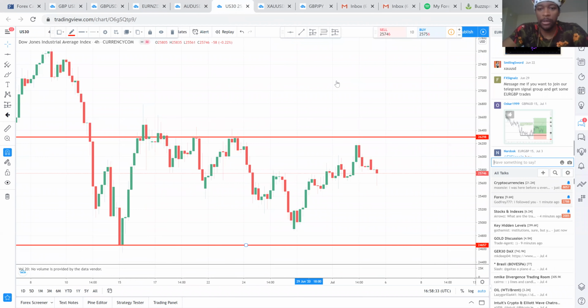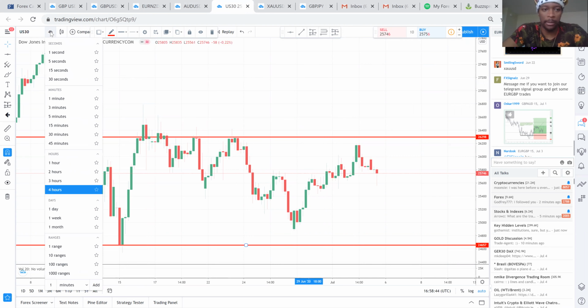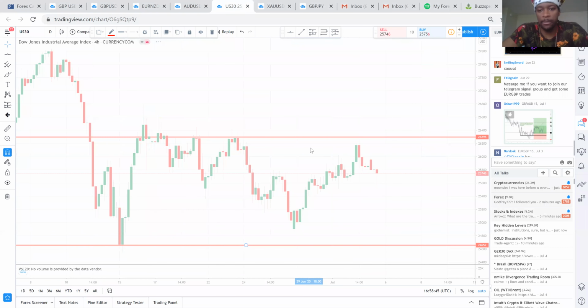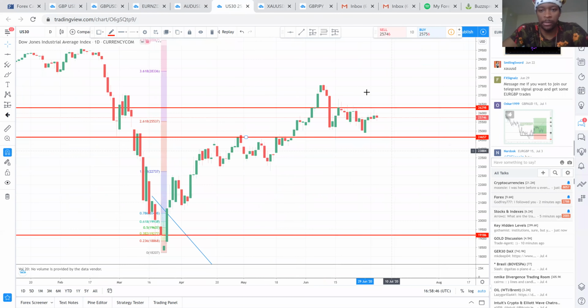And now we'll look at US 30, the Dow Jones. So for the Dow Jones on this 4-hour chart, you can see it's been going up and down, up and down. But let's go to the daily and see how the market's looking on a daily basis. So it's a little choppy the past few days. But what I do see for the Dow is it potentially testing this area and coming back down to this area. If it breaks this area here, it should retest and then go back down.